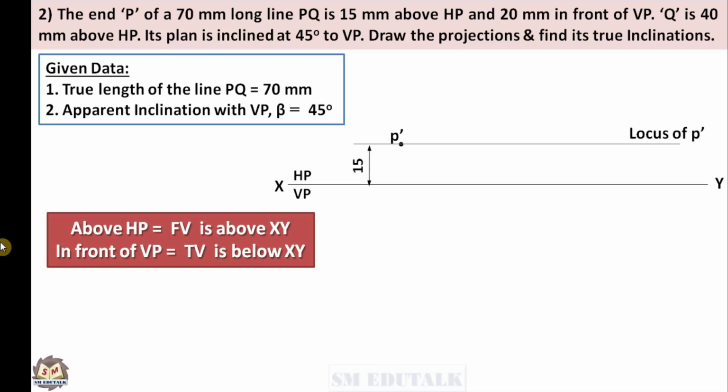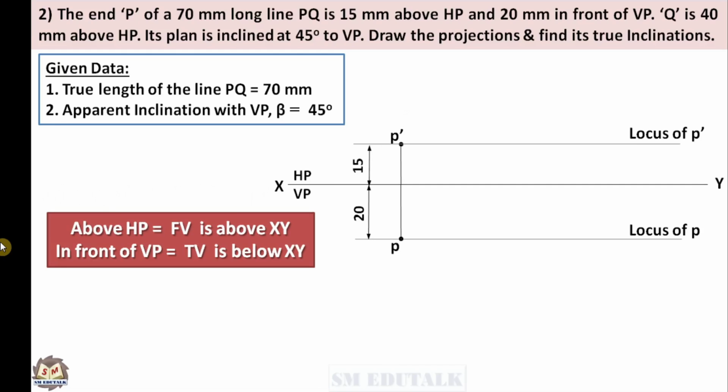Next condition, 20 mm in front of VP. So, the top view of point P should be drawn 20 mm below the XY line. So, draw a thin horizontal line 20 mm below the XY line. This is the locus of P. Now, project the point P' to the locus of P vertically downward. It intersects the locus at a point P, which becomes the top view of the endpoint P.